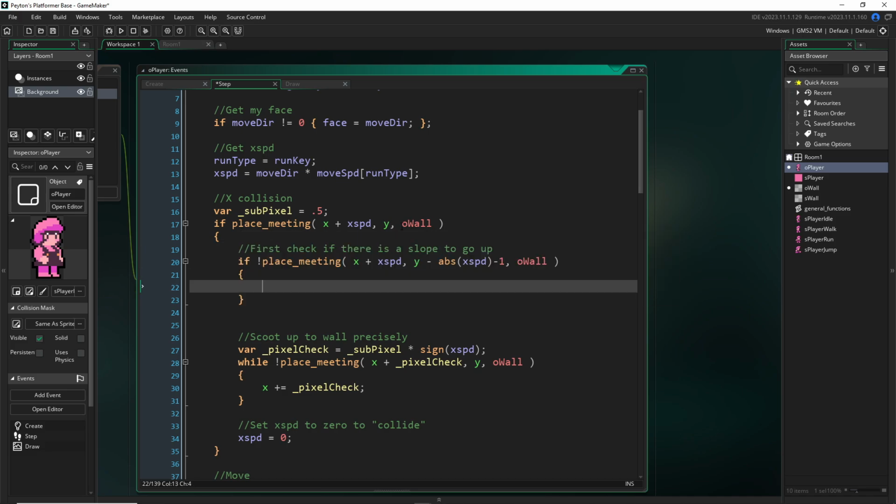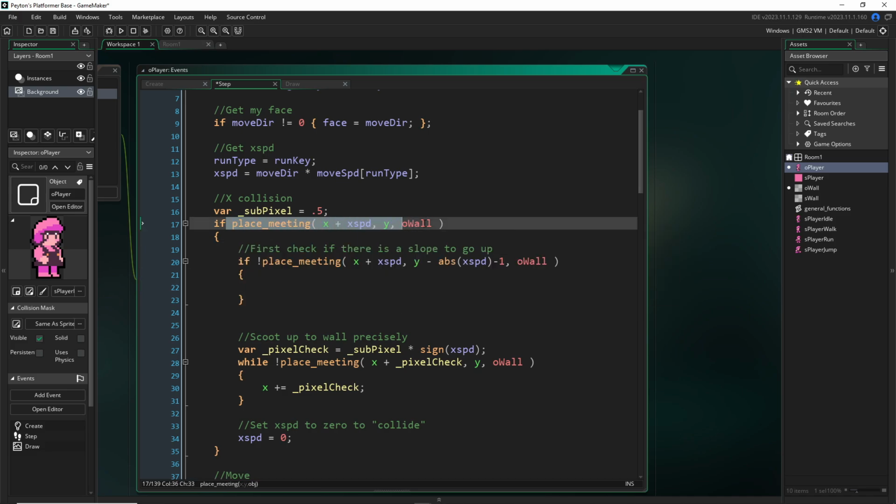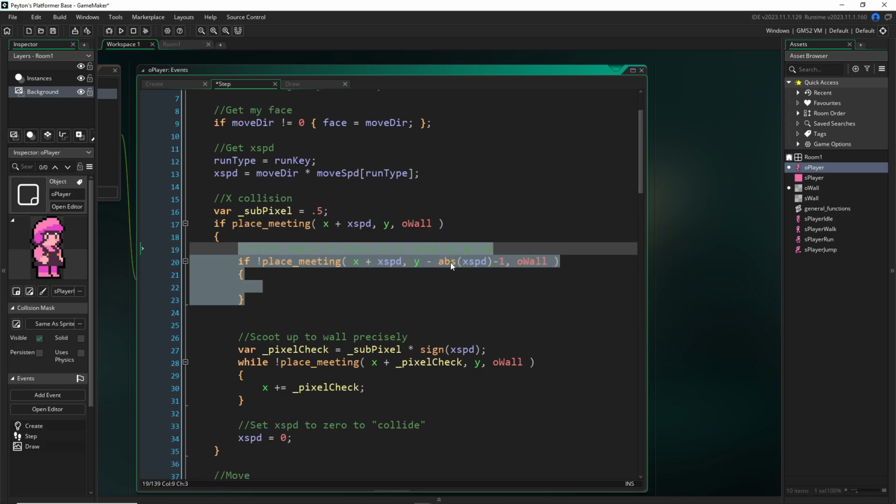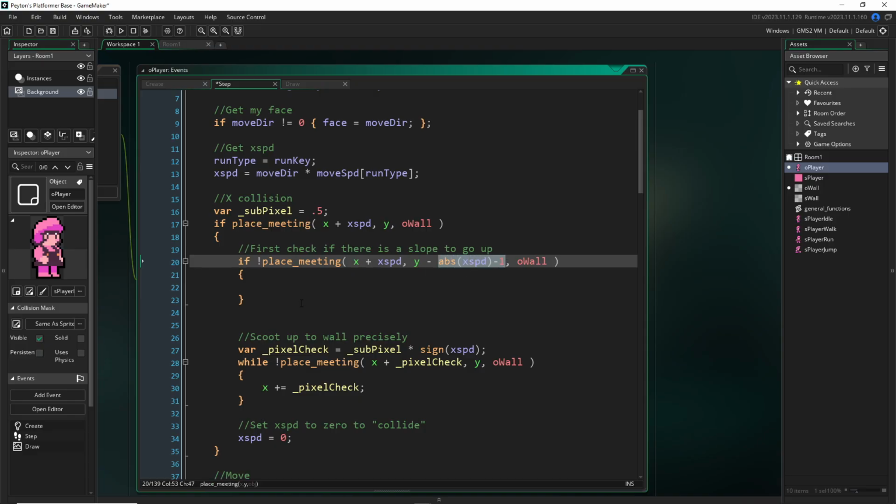But anyways, the point is this collision, or lack thereof, is confirming for us that there is a slope there, right? There is a wall in front of us. We know that from here. But if we were to go up by the same amount of x speed we're moving horizontally, basically, if there's not a collision there, then that means that there is a slope and it is either 45 degrees or less.